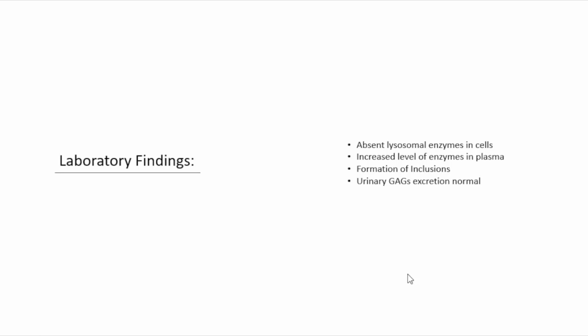What are the laboratory findings? First, lysosomal enzymes will be absent or largely reduced inside cells. Second, there is an increased level of enzymes in plasma, because the lysosomal enzymes could not reach the lysosomes, so they make their way into blood. The third laboratory finding is the formation of various types of inclusions, and there will be a striking finding that glycosaminoglycan levels are not increased, and urinary excretion of glycosaminoglycans is more or less normal.